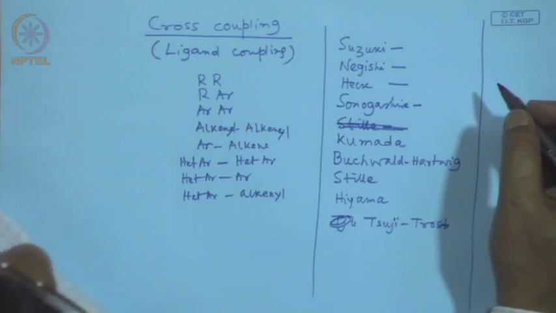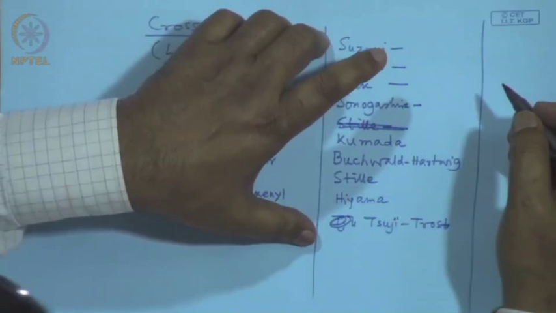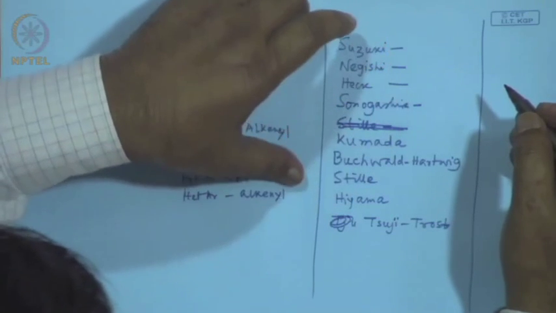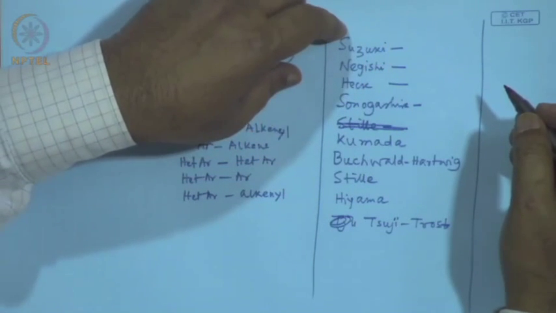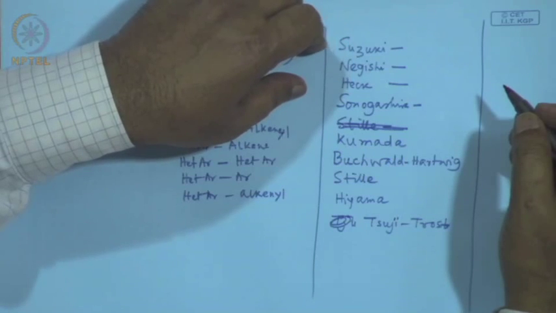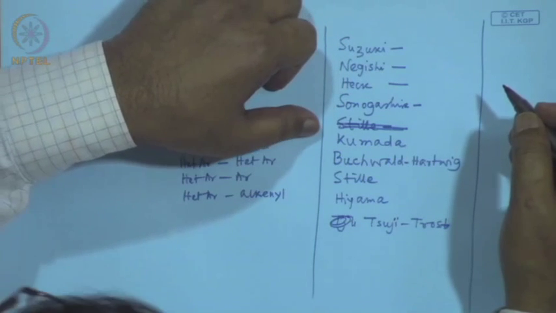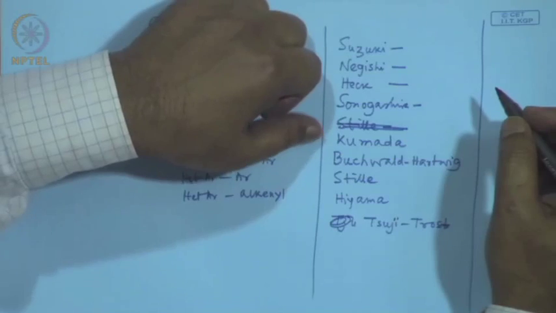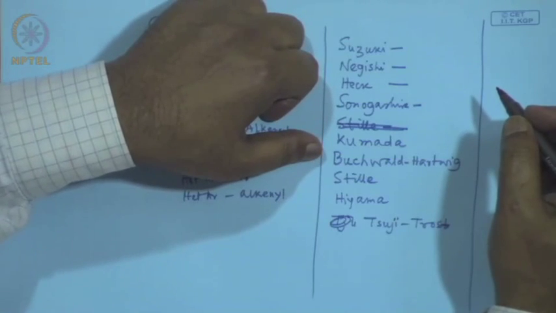Okay. All of us know they are all, most of them are transition metal catalyzed. And there are many more. There are quite a few, because Negishi also is associated with a discovery, and that is very similar to the Kumada reaction actually.